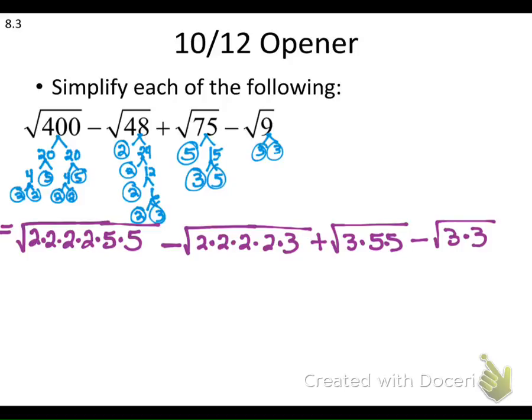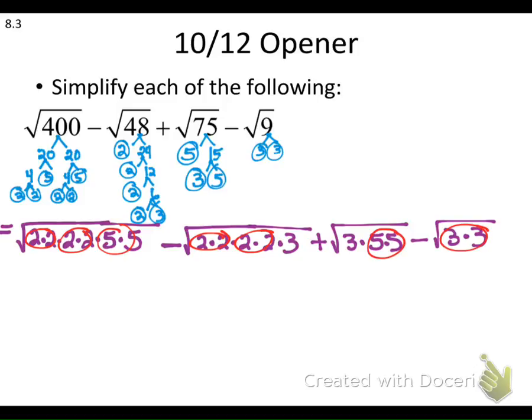Before I go any further, can anybody tell me something about some of these square roots here? There's a lot of pairs. Why are there so many pairs? Because you're working with perfect numbers? Not all of them. Which ones are going to be perfect squares? The 400 is a perfect square and the 9. Okay, let's circle our pairs. So we have a pair of 2s, 2s, and 5s. So there's our perfect square. 2s, 2s, 5s, and 3s.